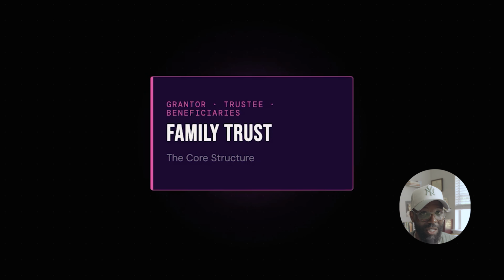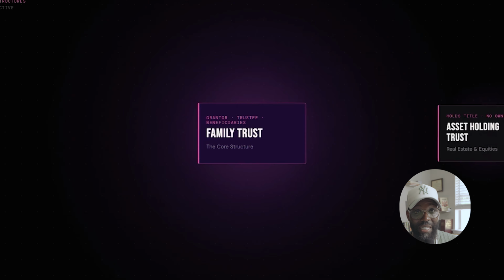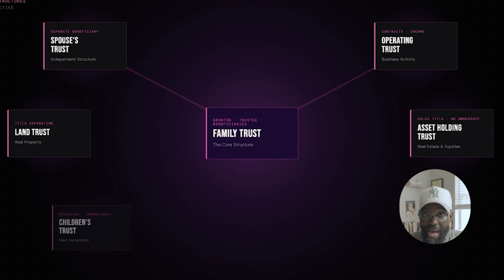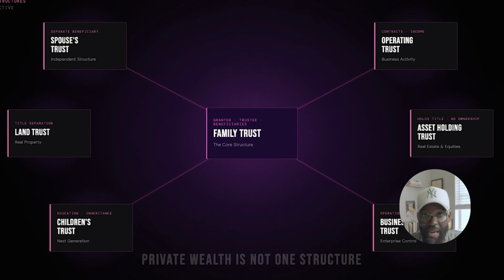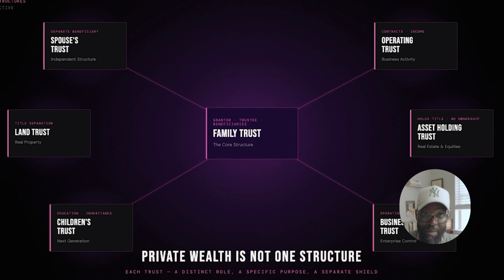Think about what it means for a multi-trust structure holding real property, business assets, or intellectual property across different instruments. Every beneficiary knows where they stand. Every certificate is current. Every document reflects the structure as it actually is. That's not just organization, that's the protection.